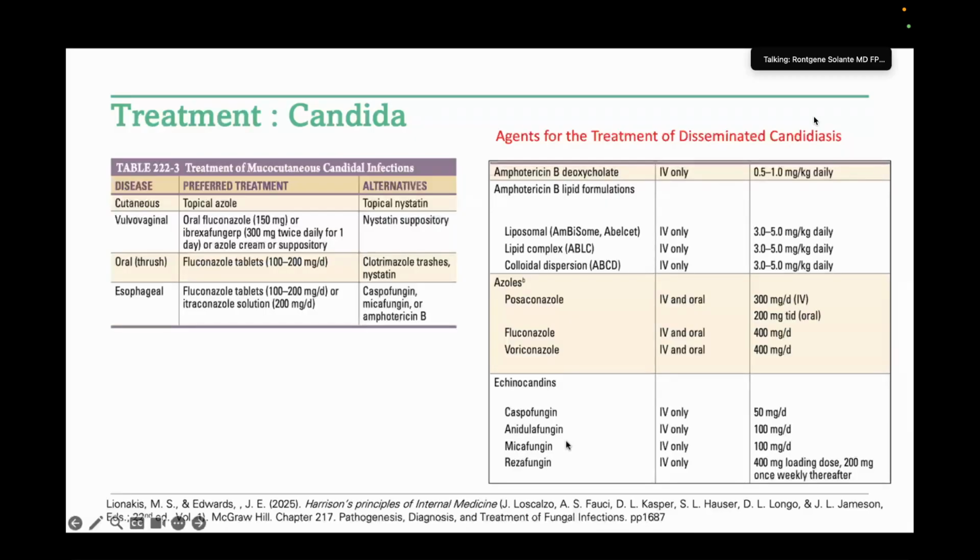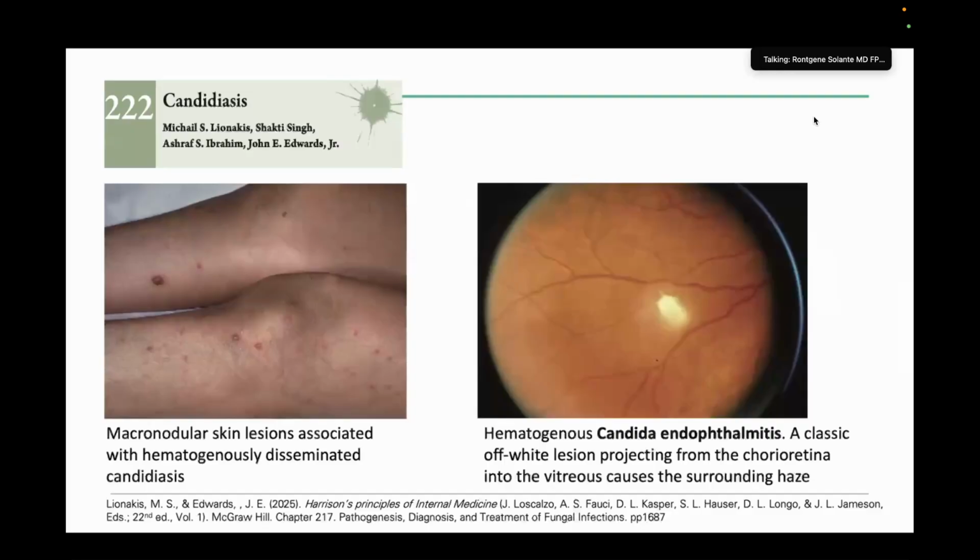And your echinocandins, you have four drugs here: caspofungin, anidulafungin, micafungin, and the newest kid among the echinocandins is your rezafungin, which is not available in the Philippines. Okay, so you have three of these agents that are highly active against deep organ disseminated candidiasis.